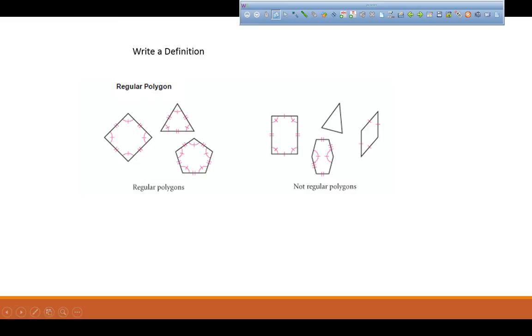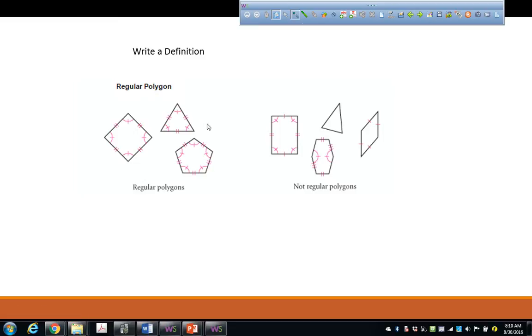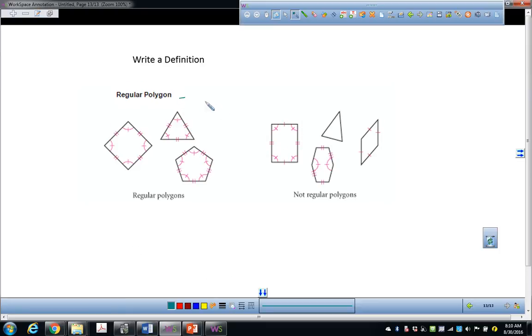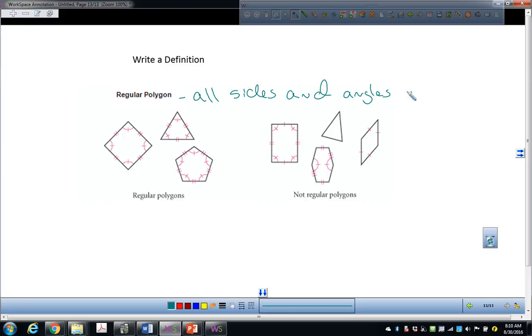Okay? So a regular polygon, there's lots of regular polygons. All sides and angles are congruent, okay? And that's about it, all right?